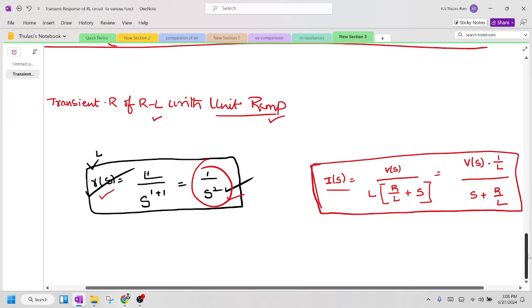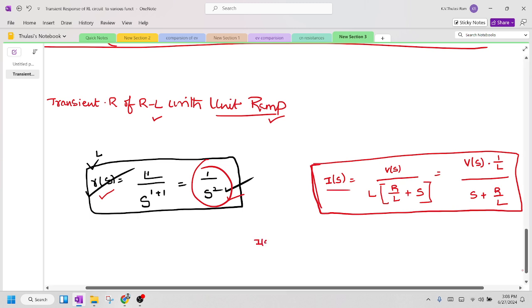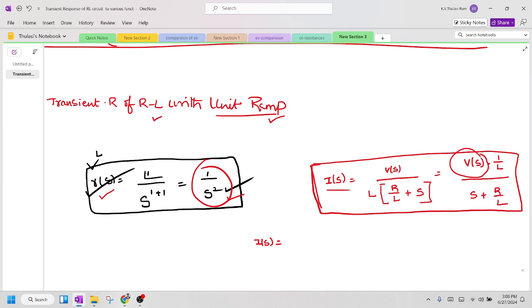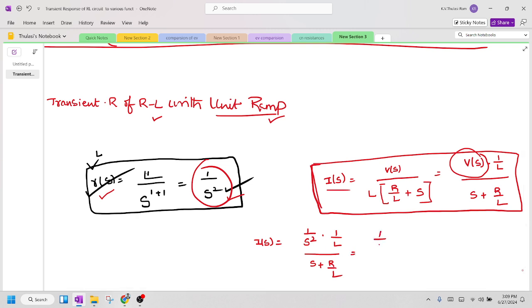Now from this equation, we want to find out i(t). So here I'm going to find out the current I(s). What is the type of input we are applying here? The input is nothing but R(s). We can write this as 1/s² into (1/L) divided by (s + R/L). So let's perform this calculation. So 1/L, and 1/s² will come to the denominator, and I do it as s² into (s + R/L).